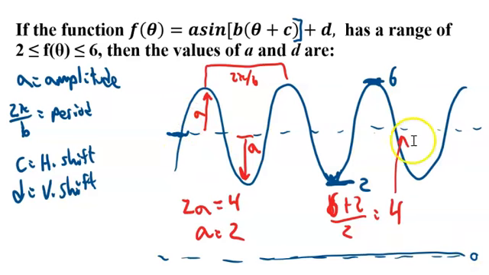So to go from 0, we've got to shift it up 4. So D has to equal 4. A is 2, and D equals 4.